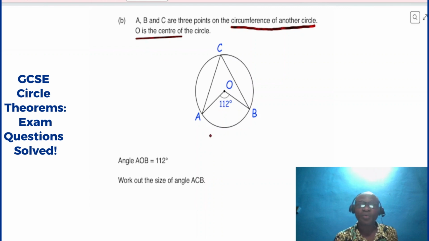Therefore, what is the angle ACB, which means you are finding this place. Do you get it? Yes, sir. So what theory will you apply? And what will be your answer?